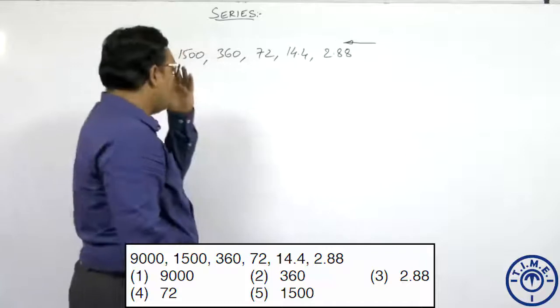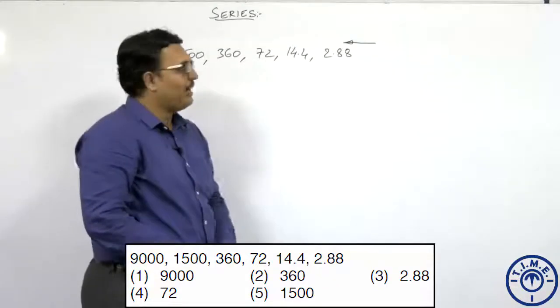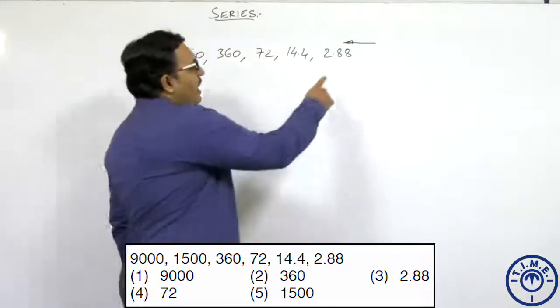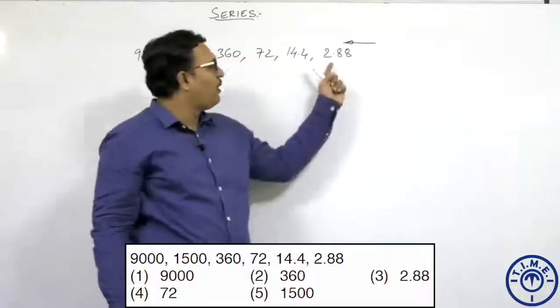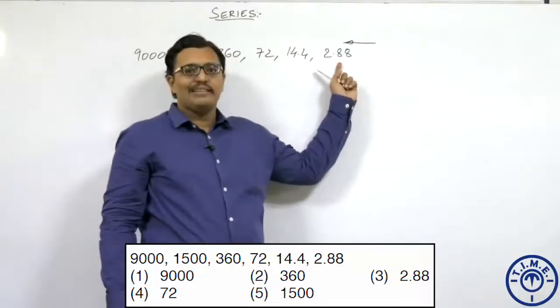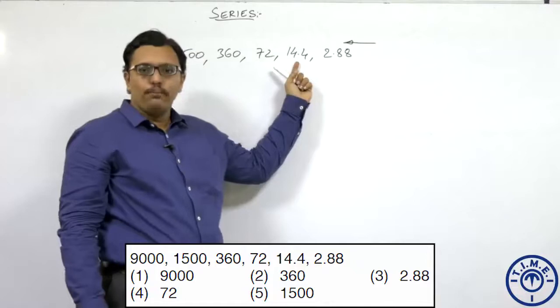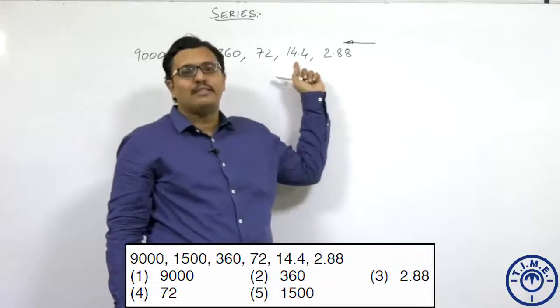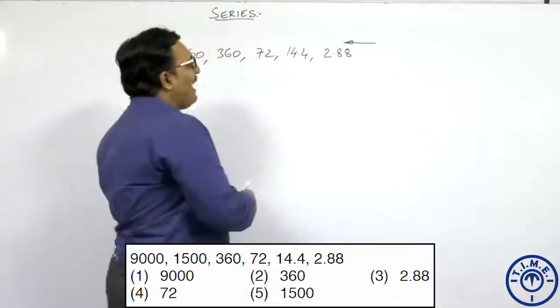So now product. How to take decimals here? Don't worry about the decimals. Take an approximate value. For 2.88, the approximate value I can take is 3. Similarly, for 14.4, the approximate value I can take is 15. So now 3 and 15.